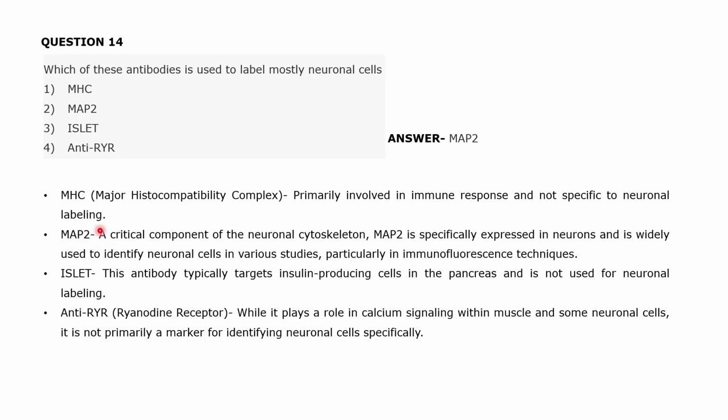MAP2, also called microtubule associated protein 2. Basically, I think the abbreviation is not there. So it forms a particular component of the neuronal cytoskeleton there. So it is expressed in these neurons and is widely used to identify neuronal cells in various studies, especially immunofluorescence.